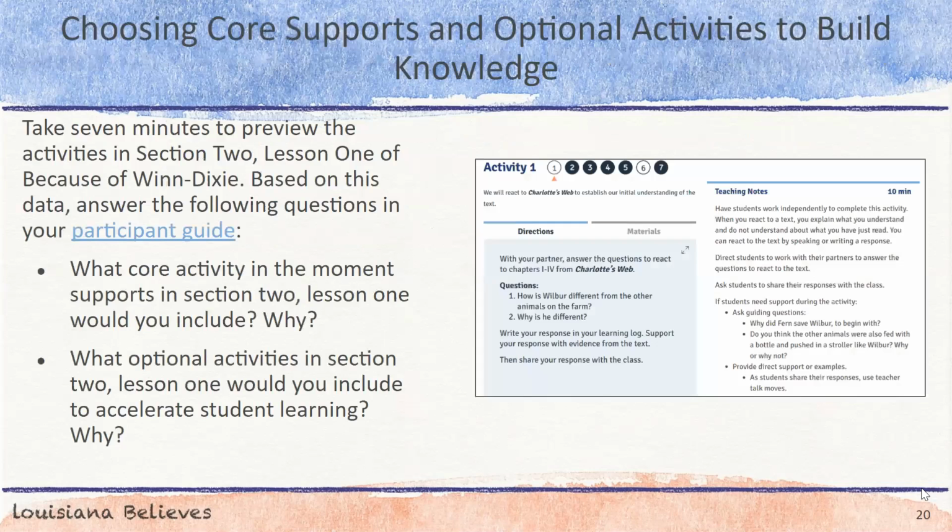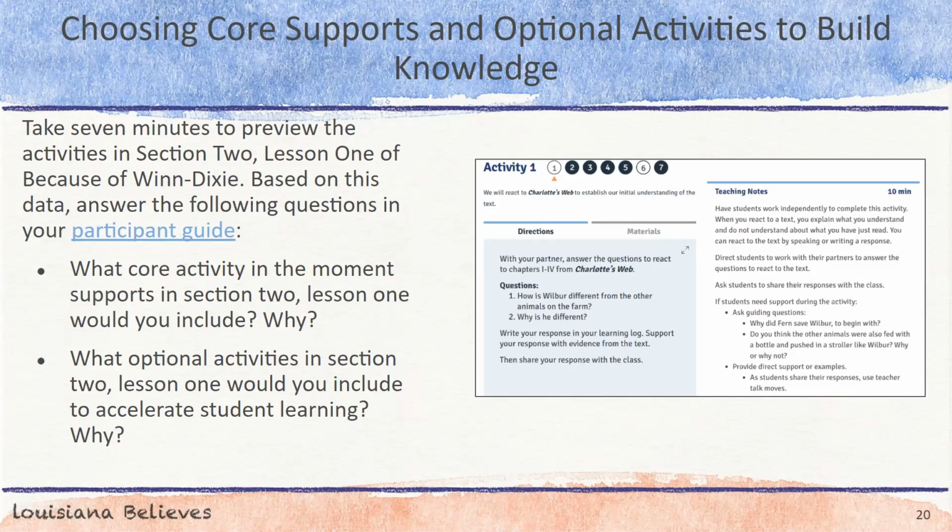So with the class data we just discussed, I want you to look at section 2, lesson 1, because of Winn-Dixie. You may either navigate the Louisiana Curriculum Hub to find the lessons, or you can click on it in your participant guide. Respond to the next 2 questions while reviewing the activities in your participant guide. Be prepared to discuss with the group. So you're going to look at section 2, lesson 1.